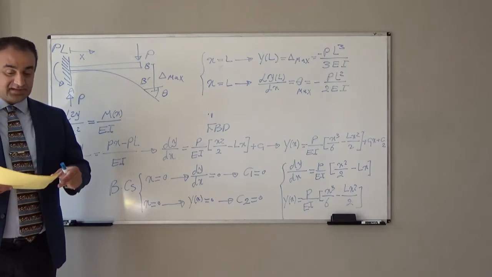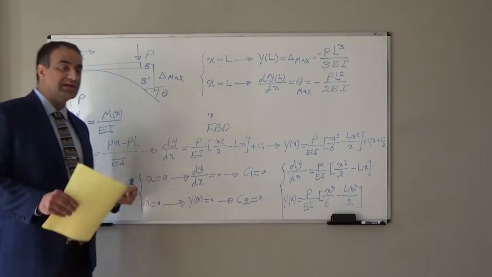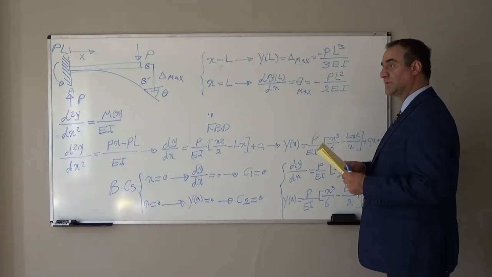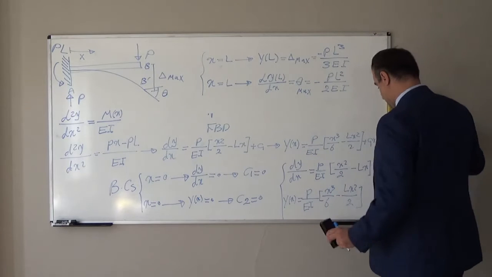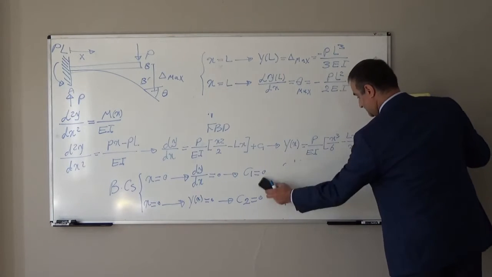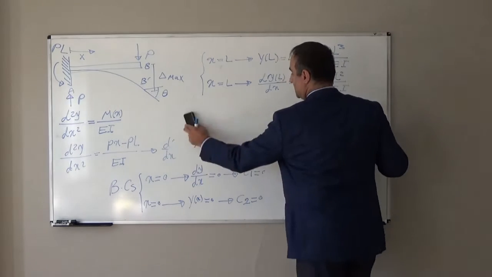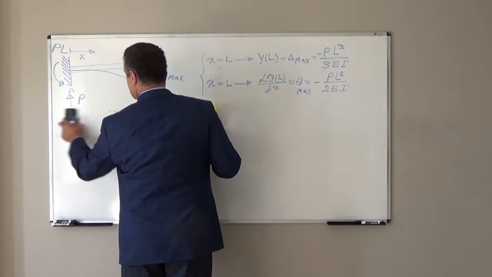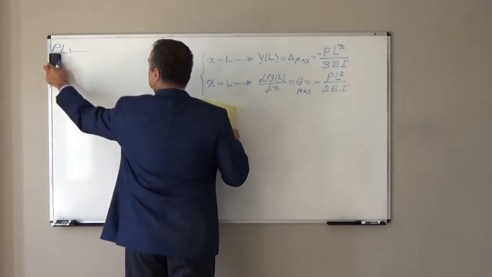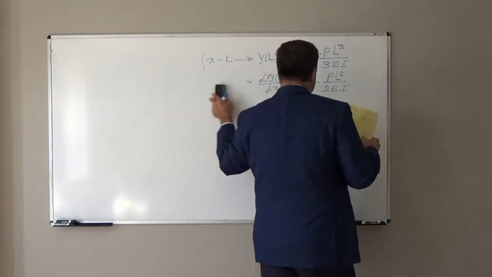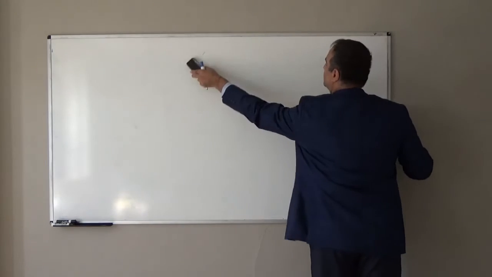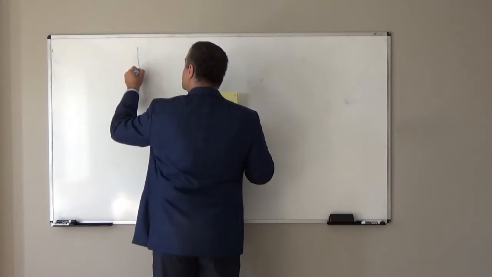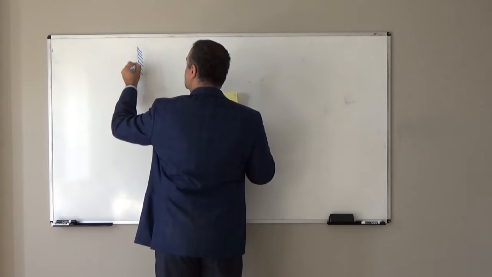This is the way we can find beam deformation or deflection using the double integration method. Let's look at another example. In this example, again, we have a similar beam. We have a cantilever beam subjected to a uniform distributed load.